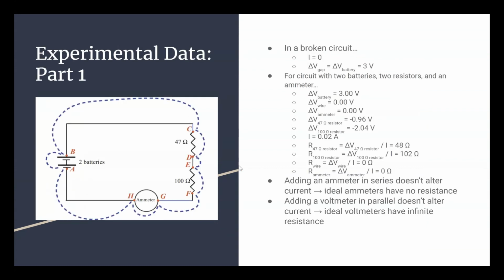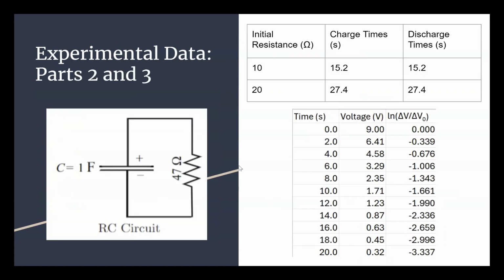So in part one, we determine the voltage across each circuit element and then determine the resistance of each element using Ohm's law. Of particular importance, we see that the ammeter had no resistance. Also, we see that when measuring the voltage with a voltmeter, the current didn't change, which indicates that the voltmeter had infinite resistance. So here's some data tables for parts 2 and 3.